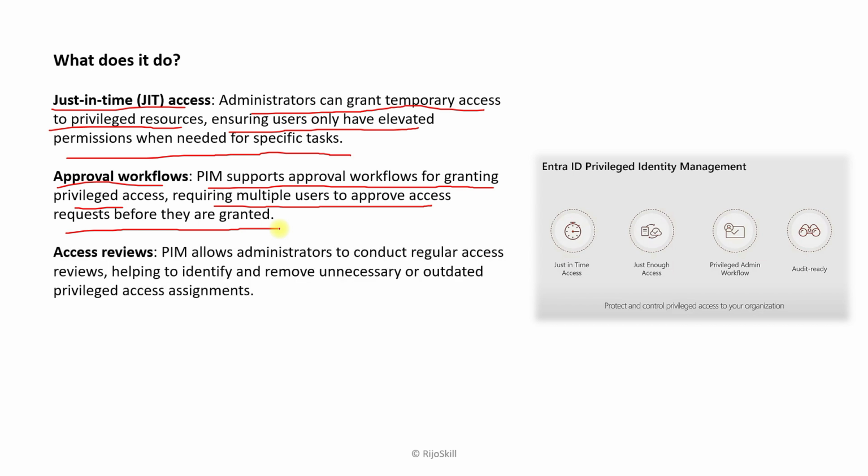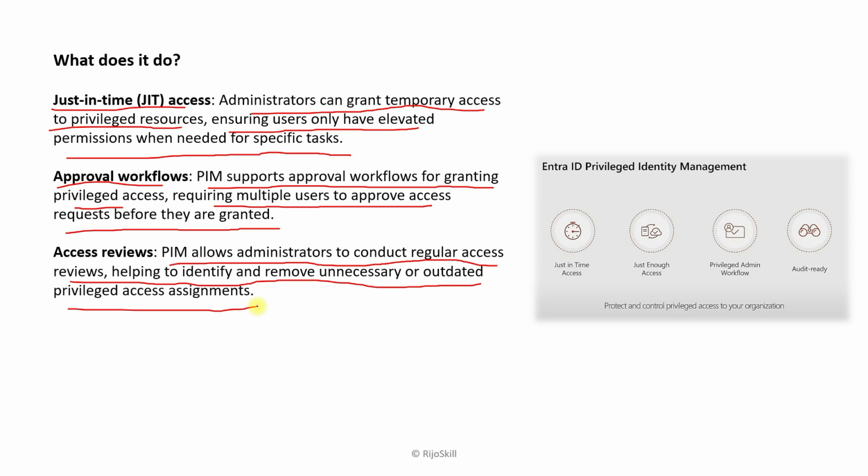So that is access review. PIM allows administrators to conduct regular access reviews, helping identify and remove unnecessary or outdated privileged access assignments. For example, you give a user a role like help desk administrator, and you can review the user continuously. You can check whether the user is currently using this role, or whether the user may have resigned from your company. You can review whether the user still needs the role you provided, and if they no longer need it, you can remove that role. So that is access review.